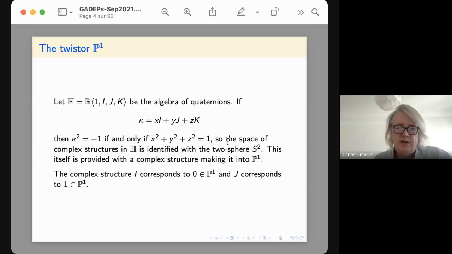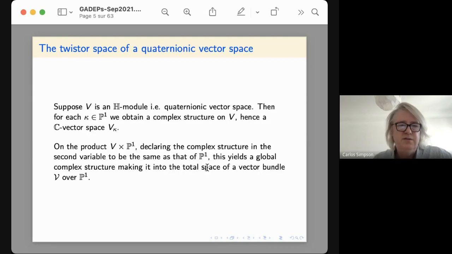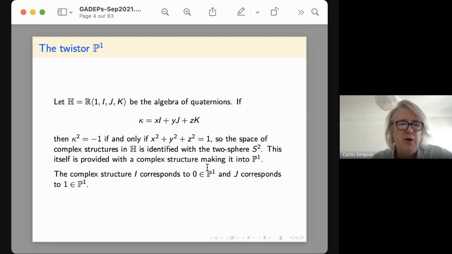And then that actually has itself a complex structure, which makes it into a P1, the standard projection from S2 to P1. The point 0 in P1 corresponds to i, the point 1 in P1 corresponds to j, and the thing that corresponds to k is the point little i inside P1. Anyway, this P1 is what we would call the twistor line.